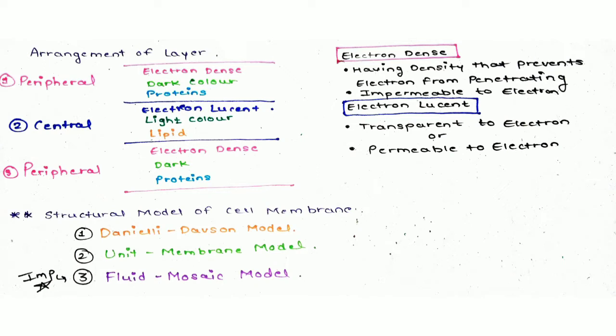So three models of the cell membrane were proposed. The first one was the Danielli-Davson model.